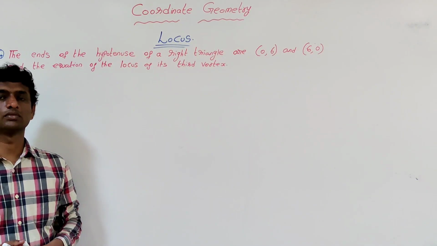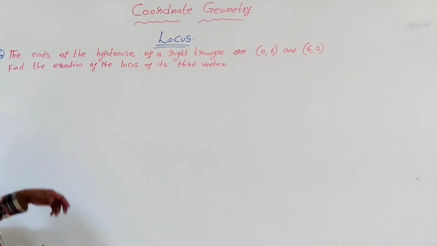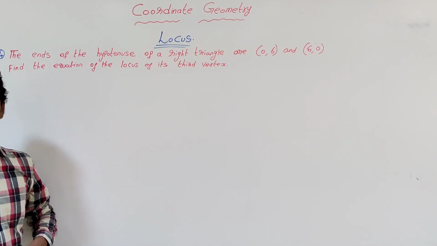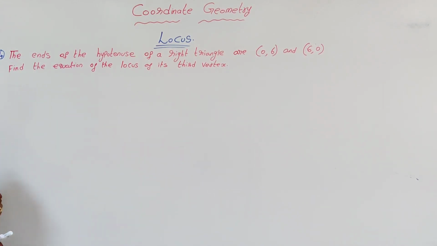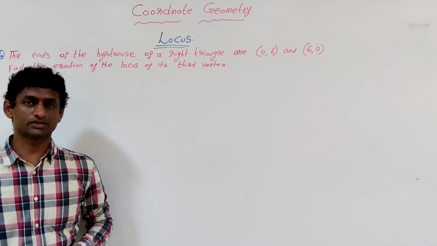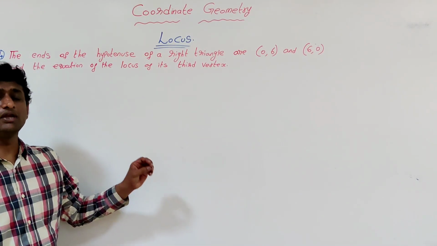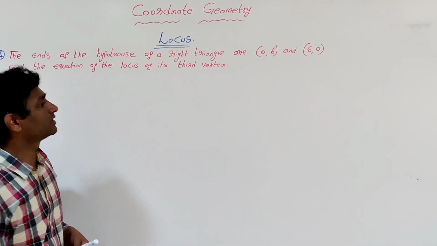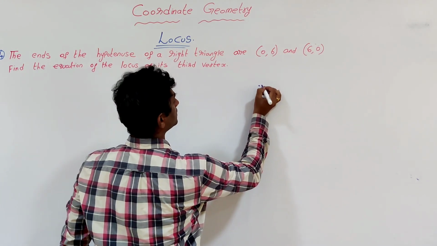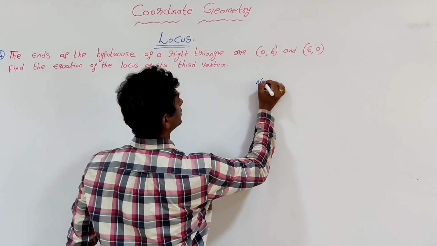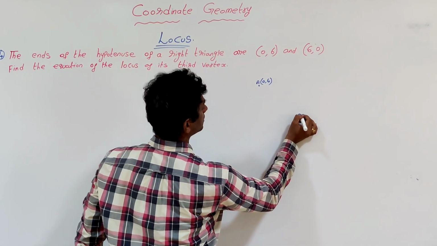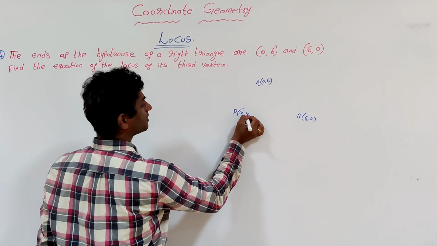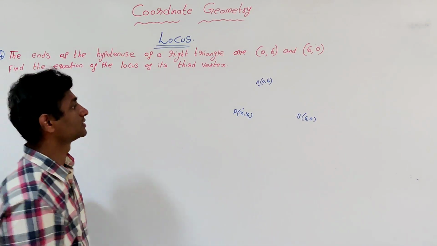Next problem. The ends of the hypotenuse of a right triangle are (0, 6) and (6, 0). Find the equation of the locus of its third vertex. This means the third vertex forms a right-angled triangle and the ends of the hypotenuse are given. Generally there is a point A (0, 6) and B (6, 0), and a third vertex. Assume that (x1, y1) is the third vertex.